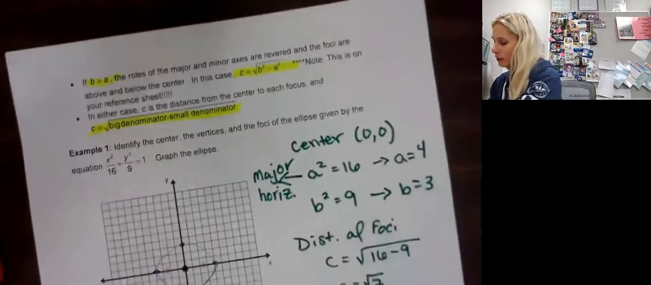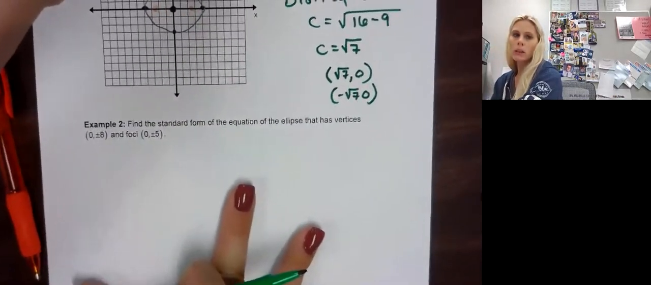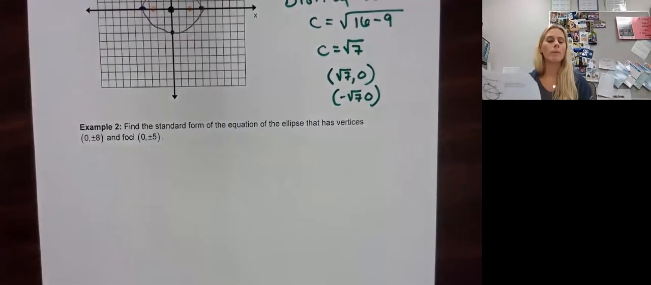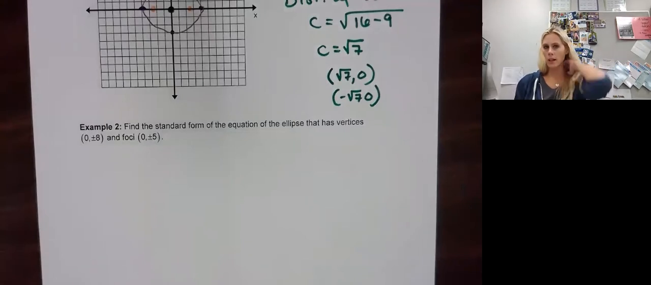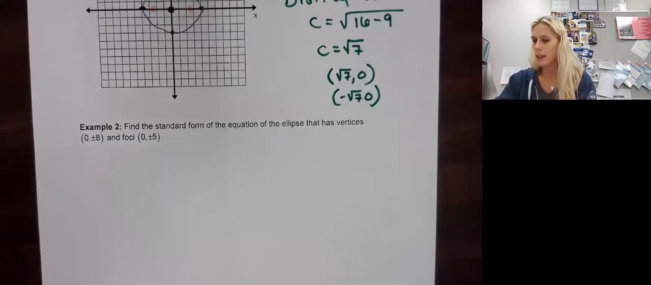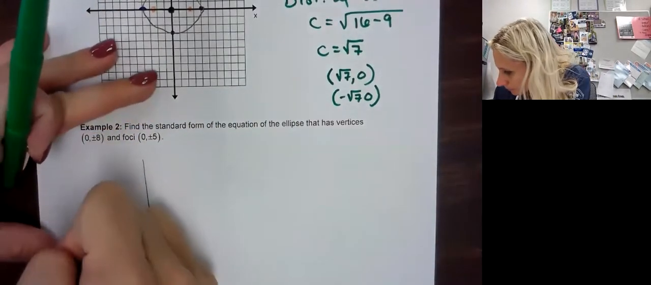All right, let's continue, see if we can get more questions. Here we're going backwards. We're finding the standard form of the equation of the ellipse that has the vertices positive and negative 8 there, and then the foci. So just like we did in the last section, when we're given information, we might want to see what it looks like. So let me make a sketch.